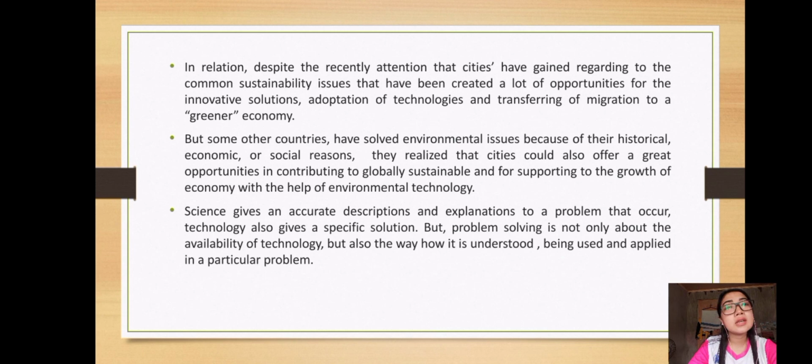So science gives an accurate description and explanation of a problem that occurs. Technology also gives a specific solution. But problem solving is not only about the availability of technology, but also the way it is understood, used, and applied to a particular problem.